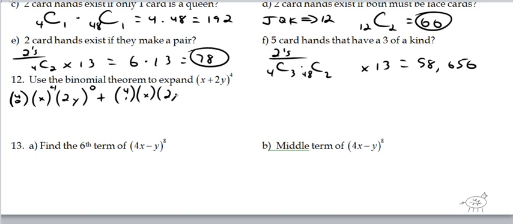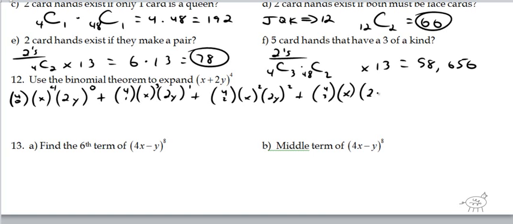x 2y, so this is the first and this is to the third, plus 4C2 x and 2y, and so this is going to be squared, and then this is also squared, and then 4C3 x 2y, and this is going to be to the third power and to the first power, and then plus 4C4 x 2y, and this is to the fourth power, and this is to the 0 power.